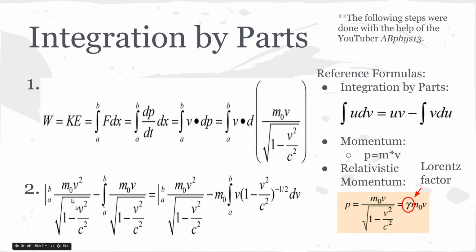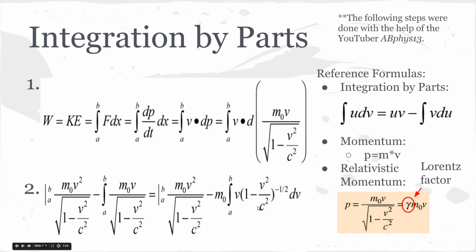So if we follow the formula, we have u, which is our v here, times dv, which is relativistic momentum, leaving us with relativistic momentum times velocity, or this shown here, minus the integral of v du, v being relativistic momentum, and du being the derivative of velocity, which is simply 1. So it's just minus the integral of relativistic momentum.